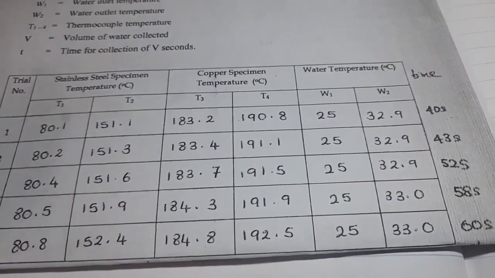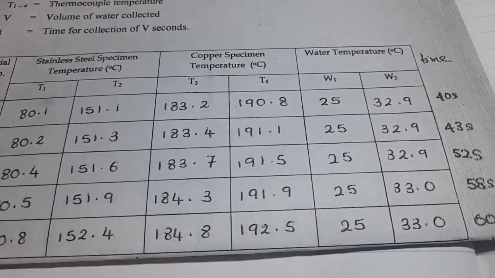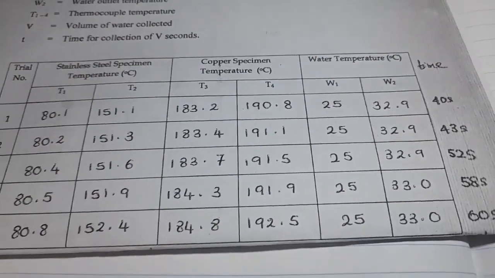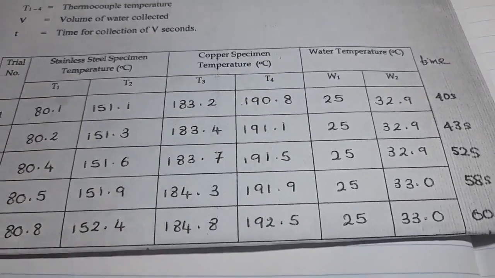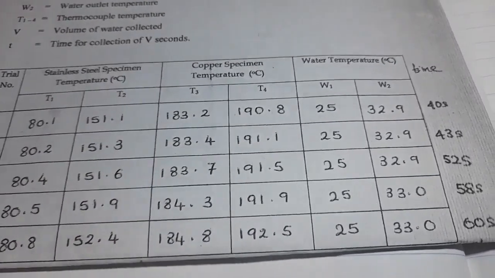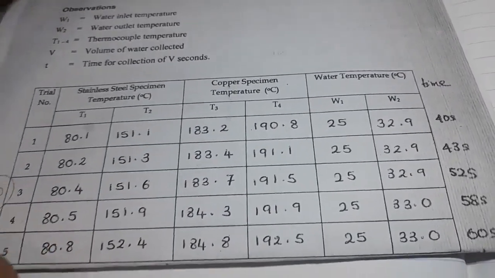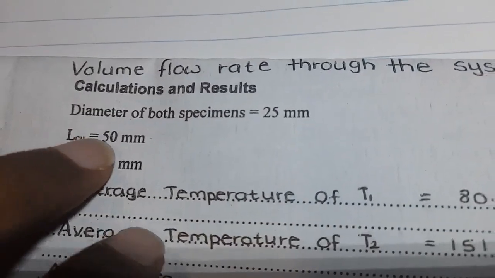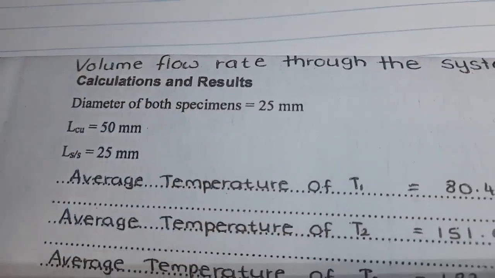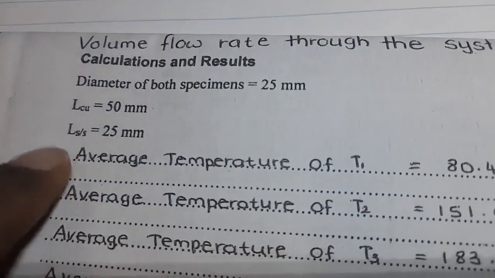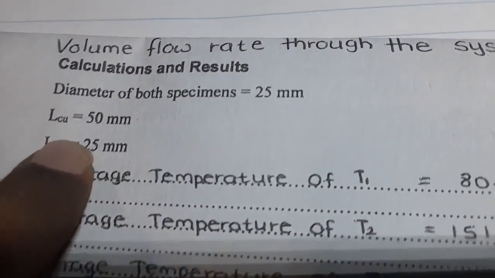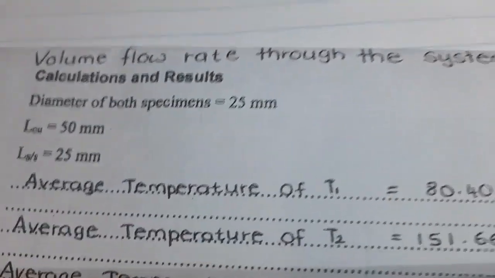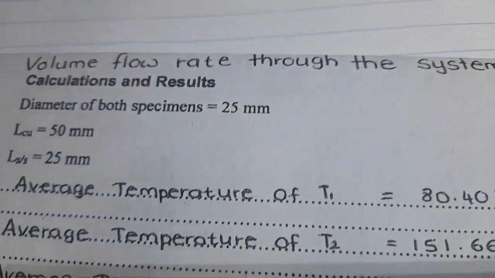So the material with the highest thermal conductivity is going to have a higher length, and the material with the lowest thermal conductivity has a lower length. That's the scenario. Actually, what is the length of the copper material? The length of the copper material is 50 millimeters, so it has a higher length. The material at the bottom is stainless steel, SS. The length of that is 25 millimeters. But keep in mind, the diameter of both the specimens is the same.